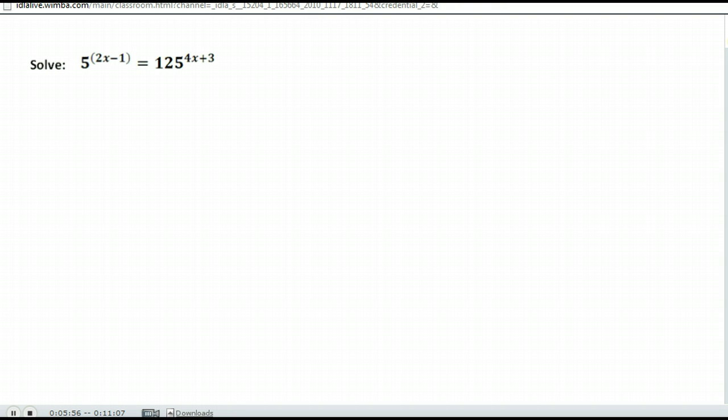All right, a couple more. We're going to get a little more complex as we go along. We're going to do 2 more that are a little more complex than the others we've done so far. 5 to the 2x minus 1 equals 125 to the 4x plus 3.